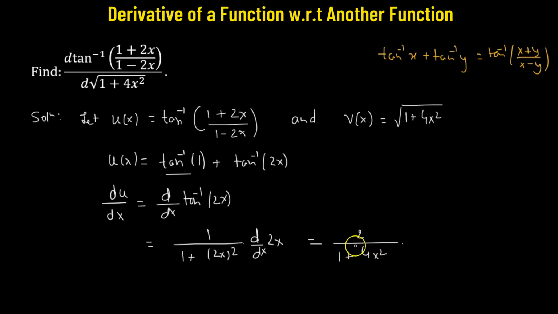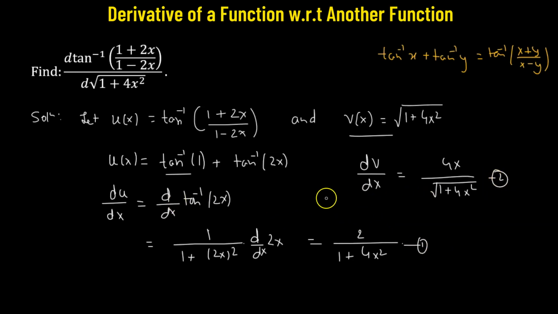So this is exactly what we obtained. Taking the derivative of v of x in a similar fashion, we will get the derivative of v with respect to x equal to 4x divided by the square root of 1 plus 4x squared. We'll follow the usual method of dividing equation 1 by equation 2, and that is going to give us the required derivative.